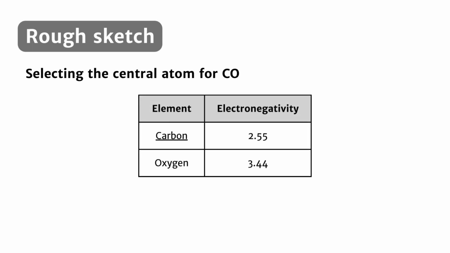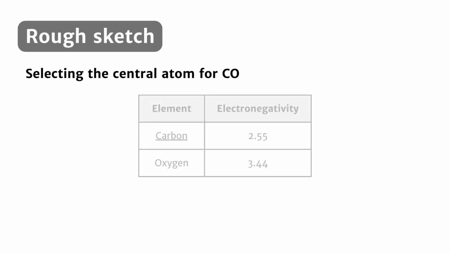When selecting the central atom for CO, give preference to positioning the element with the lower electronegativity at the center. Considering the electronegativity values of carbon, which is 2.55, and oxygen, which is 3.44, opt for carbon due to its lower value. Consequently, for the initial sketch of CO, position carbon at the center and place oxygen next to it.